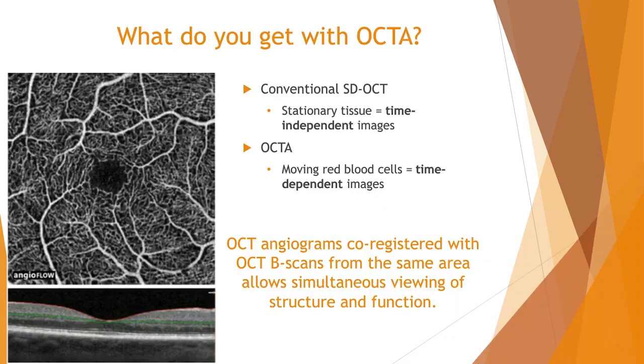So what do you get with OCTA? OCTA is always going to provide your angiogram alongside your B-scan. Your B-scan, which is the picture on the bottom, provides a stationary image. What that means is that if you were to take sequential images of a patient in rapid succession at the same location on the retina, because that tissue was stationary, these images are going to look identical. However, with OCTA, we're imaging the movement of red blood cells through a blood vessel. So because there's movement involved, if you were to again take rapid successive images at the same location, those images are going to differ.